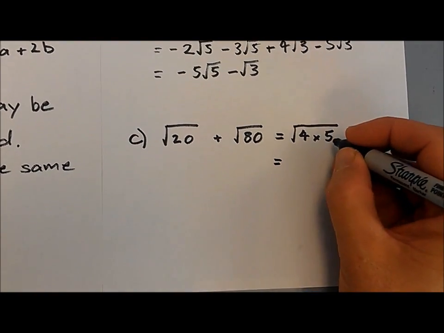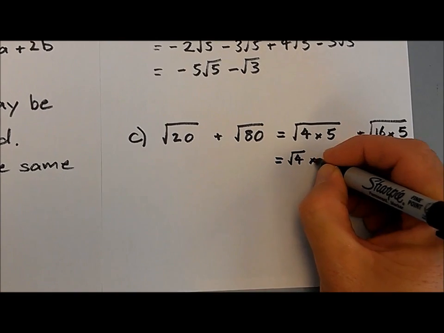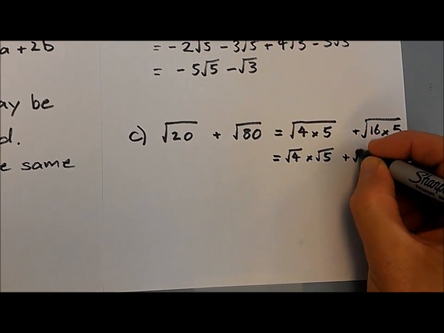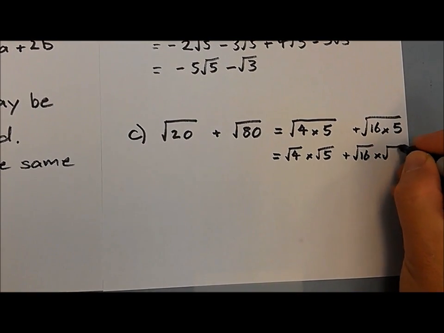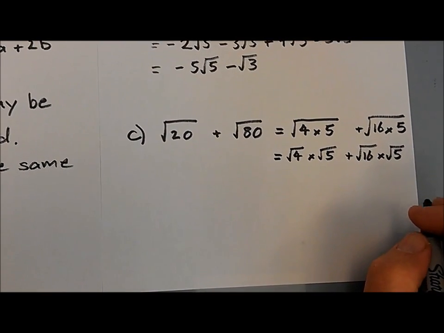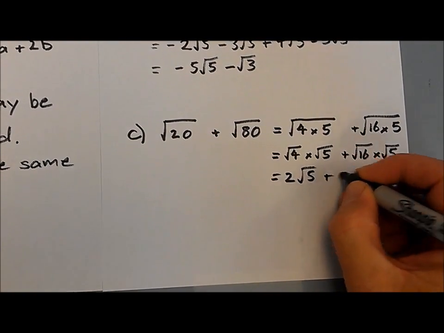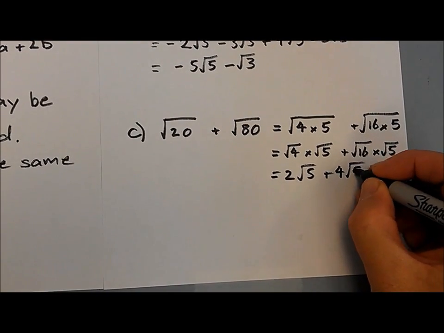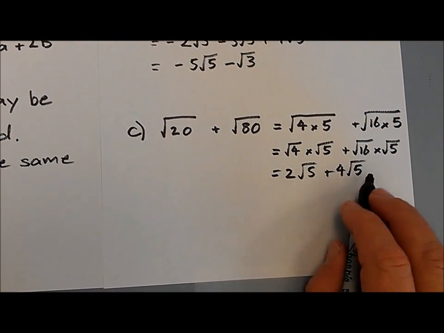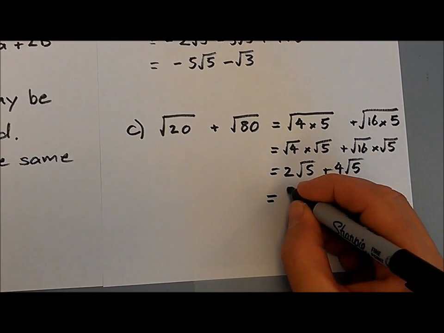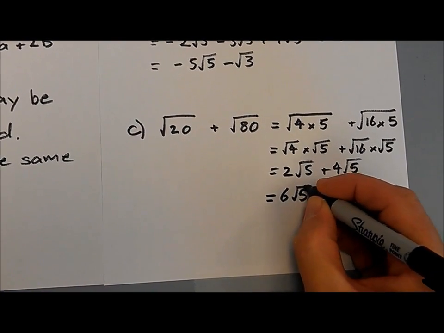So what I end up with here is the square root of 4 times the square root of 5 plus the square root of 16 times the square root of 5. And hopefully you can start to see that what's developing here is like surds. Both of these have square root of 5. Adding them together gives me 6 root 5.